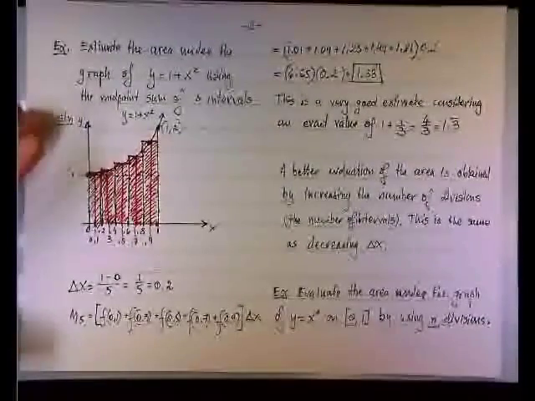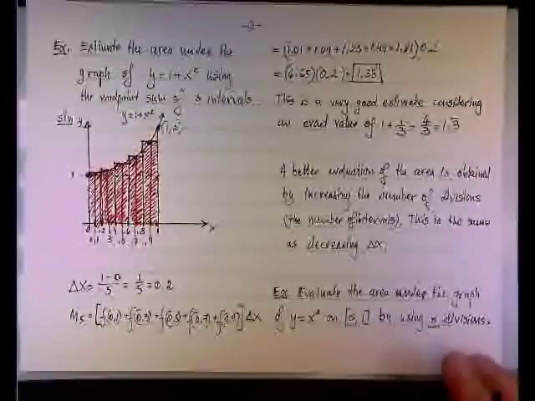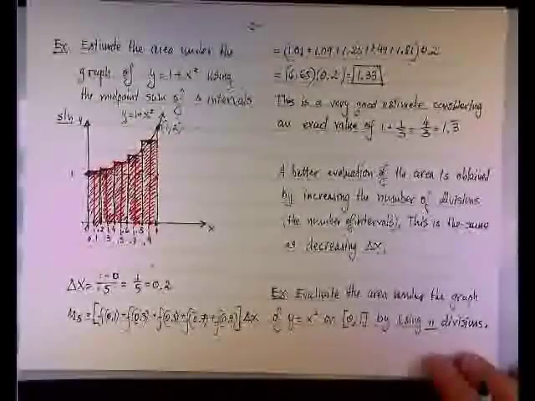And I leave n as is. I don't even assign a specific value. As far as we are concerned, n can be 3, n can be 10, n can be 100, n can be 1,000,000. All right?